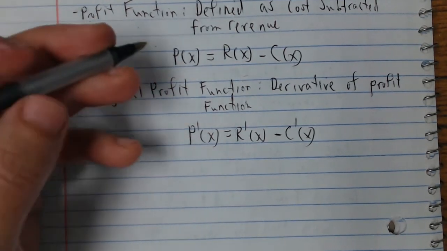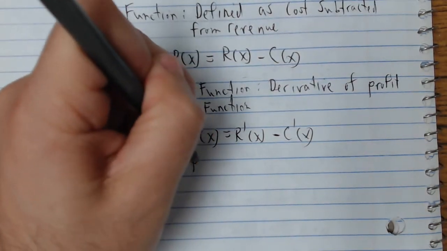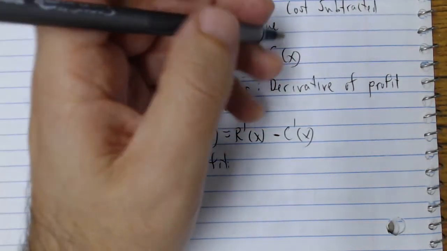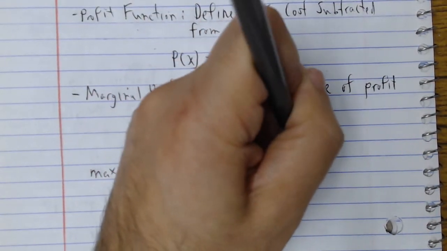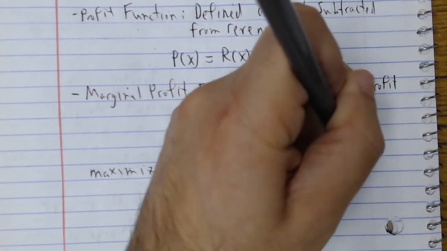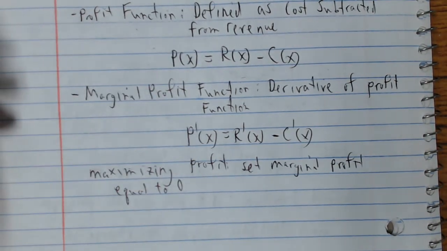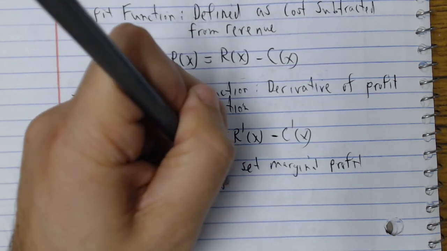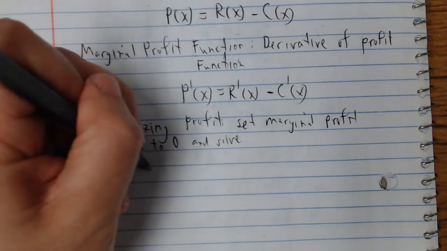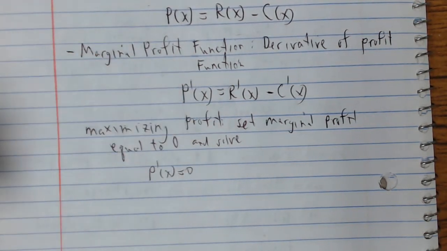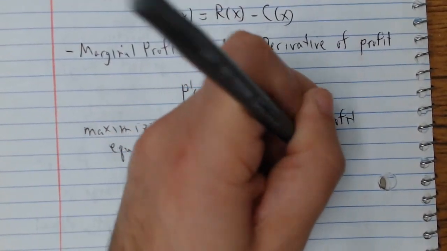So by doing so, we would say, look, maximizing profit, what would we do? To do this, we take the marginal profit and set it equal to 0 and solve. And notice what happens. So once again, we get something really, really nice out of this. So if I take P prime of X and I set it equal to 0, what does that yield? That yields R prime of X minus C prime of X equals 0.